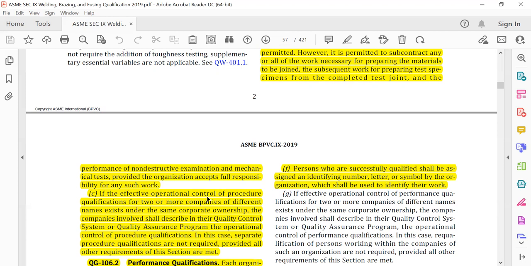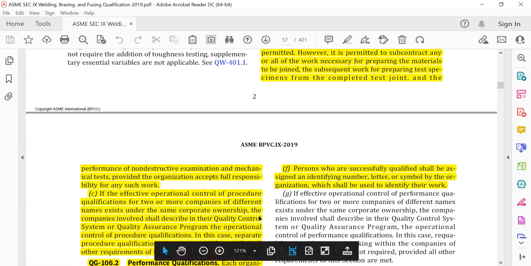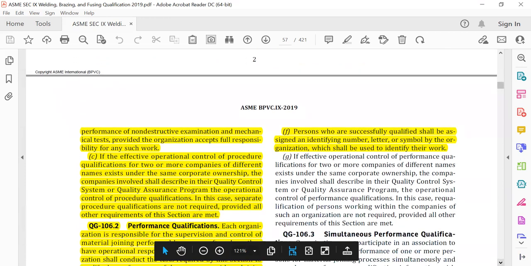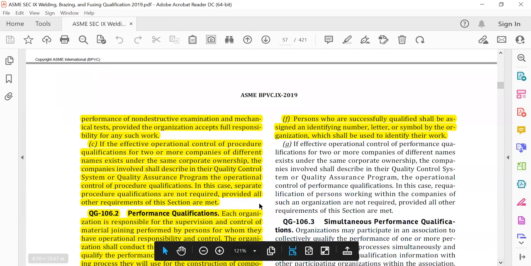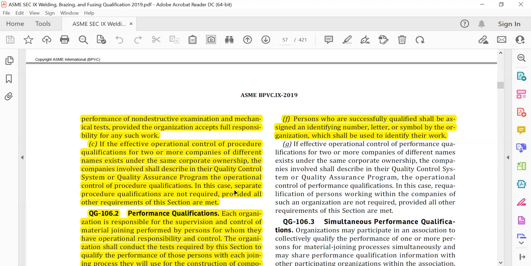If the effective operational control of procedure qualification for two or more companies of different names exists under the same corporate ownership, the companies involved shall describe in the quality control system or quality assurance program the operational control of the procedure qualification. In this case, separate procedure qualifications are not required, provided all other requirements of the section are met.